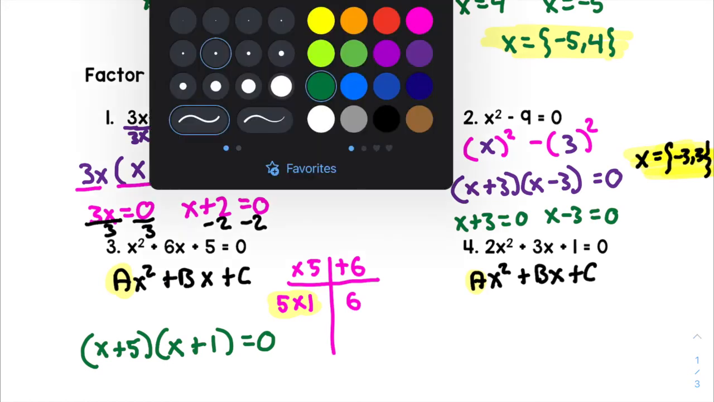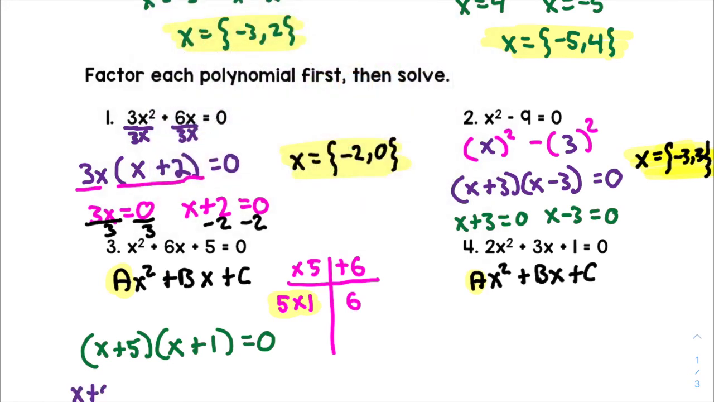Now, continuing to solve, we'll set these two factors equal to 0, solve both equations individually, and get our solutions. Our two solutions for this equation would be -5 and -1, such that when we're solving x plus 5 equals 0, we'll subtract 5 on both sides to get our answer -5. And lastly, solving x plus 1 equals 0, we'll subtract 1 on both sides.